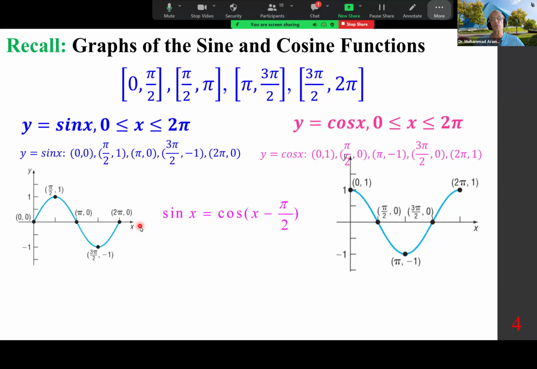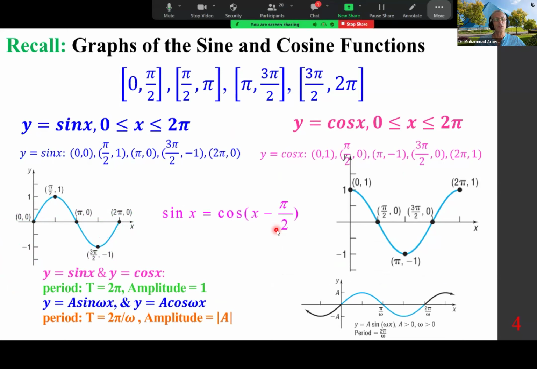Also, the relationship between sine and cosine is that sine is the same as cosine that has been shifted to the right by pi over 2. So sine is cosine of x minus pi over 2. And in general, when y is sine or cosine, the period is 2 pi and the amplitude is 1. But if it's a sine omega x or a cosine omega x, the period is 2 pi over omega. The amplitude is the absolute value of a.